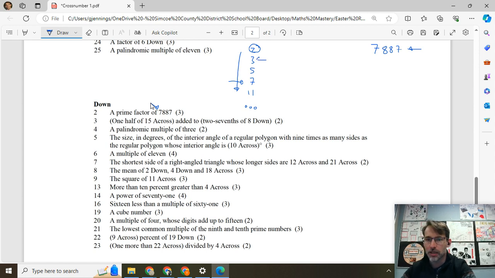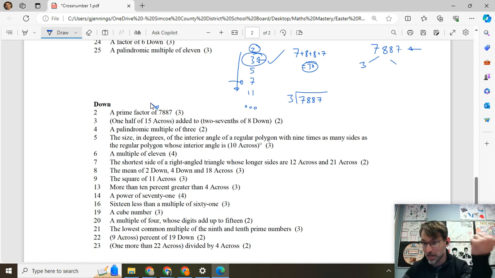So now we test 3. Our divisibility test for 3 is you take the digit sum of that number. So I add all the digits together. 7 plus 8 plus 8 plus 7 happens to equal 30. 30 is divisible by 3, so this one is definitely divisible by 3. So I'm going to take that factor out, and then I divide it. I would recommend doing this long division algorithm on the side, or if you can do it in your head, that's amazing. And if you're using a calculator for your cross numbers, it's probably fine.